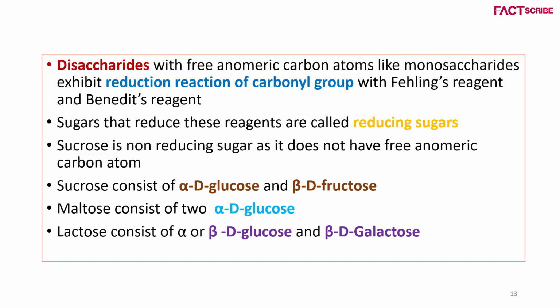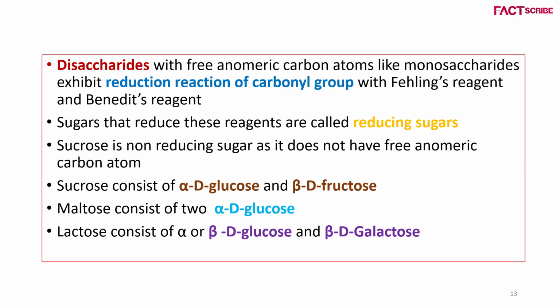These disaccharides with a free anomeric carbon atom, like monosaccharides, exhibit a reduction reaction with the carbonyl group, which is shown by the reaction with Fehling's reagent and Benedict's reagent. We have already discussed that the sugars that reduce the above reagents are called reducing sugars. Sucrose is a kind of non-reducing sugar as it does not contain a free anomeric carbon atom.